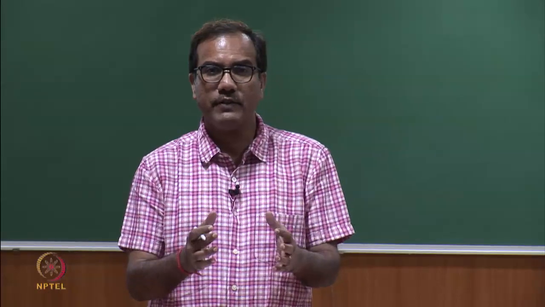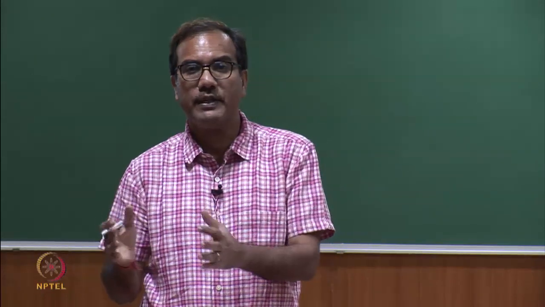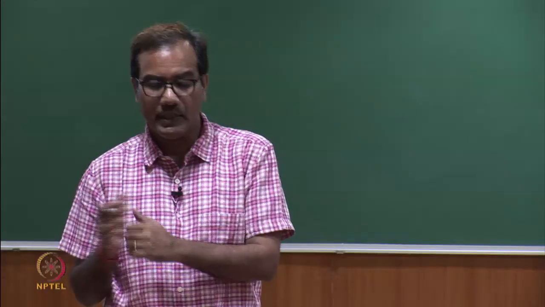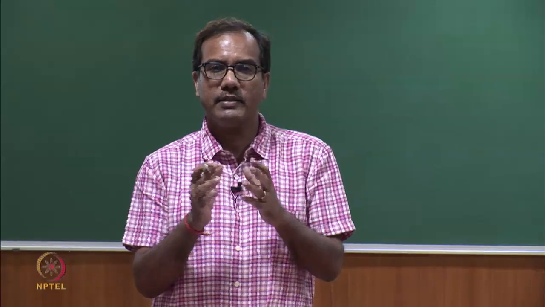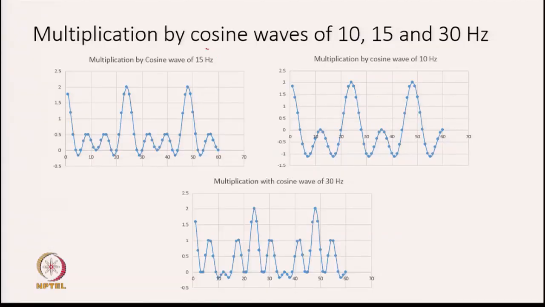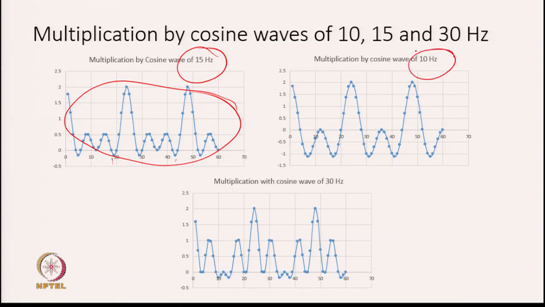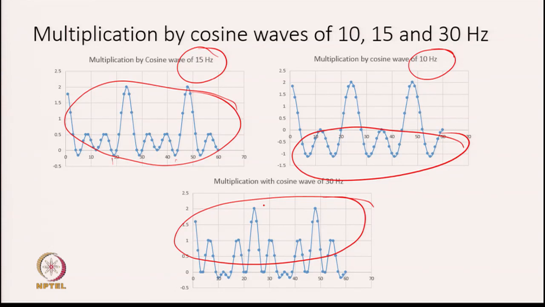So, your time domain data is going to be something like that. It is going to be a sum of cosine waves of different wavelengths. Let us think of what happens if I multiply the wave consisting of 15 hertz and 30 hertz cosine waves by your 15 hertz cosine wave. You see, most of the time it is towards the positive side. At very small places, it is going to be negative. But if I multiply by a 10 hertz cosine wave, there are a lot of times it has a negative amplitude. When I multiply by a 30 hertz cosine wave, then again it has positive value most of the time.